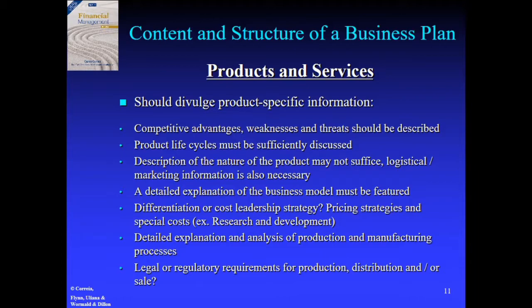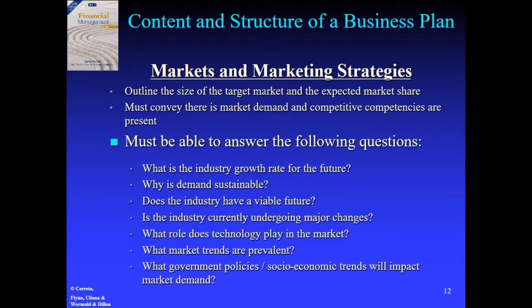For example, if a company was selling firearms, then it would need certain licenses and regulations to be able to sell these firearms. So a business plan should outline the size of the market for the firm's products and the market share that the company is wanting to achieve. It's important that a business plan is able to convey that there will be market demand for the product and the company will be able to protect its competitive position.